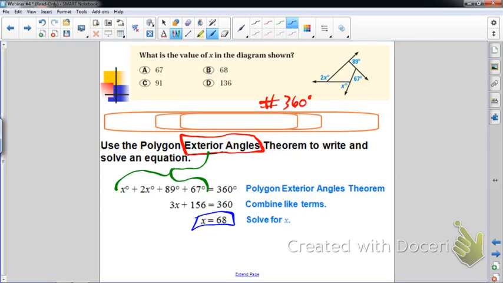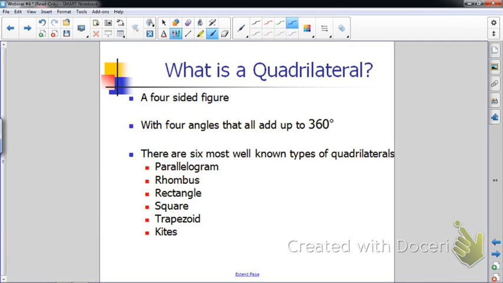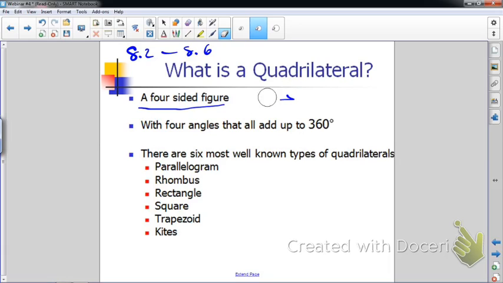Okay? So now we are going to get into exactly what G2 is all about. More importantly, we're going to get into 8.2 all the way through 8.6. So all of this is chapter 8 section 2 all the way up to chapter 8 section 6, and we're going to talk about quadrilaterals. A quadrilateral is a four-sided figure, so it's always going to look like this. It has 4 sides to it, but there are different types of four-sided figures that we have.